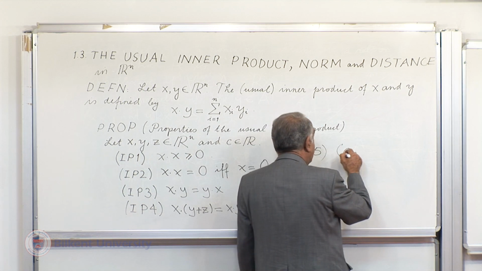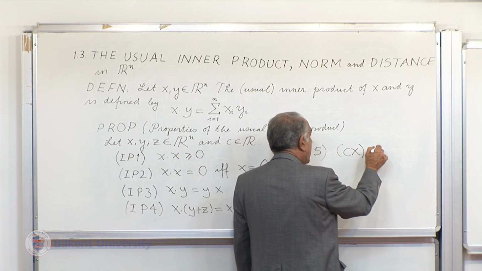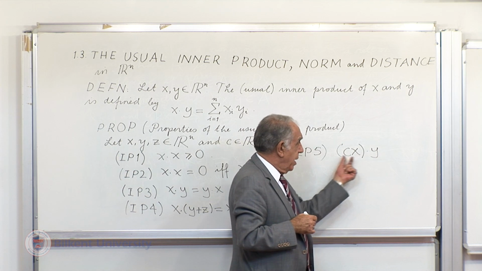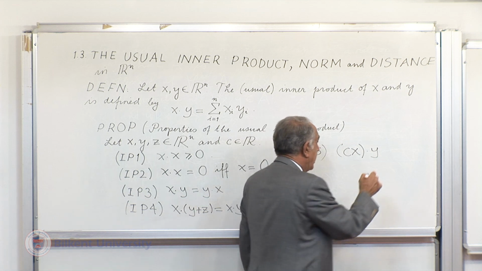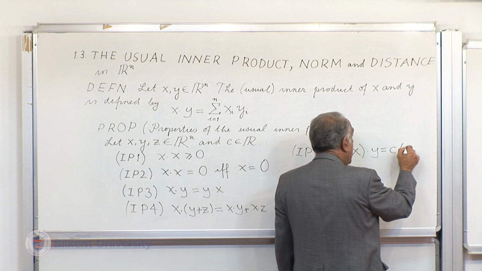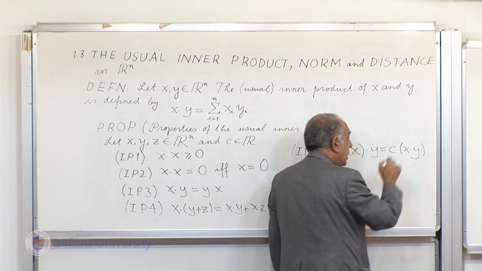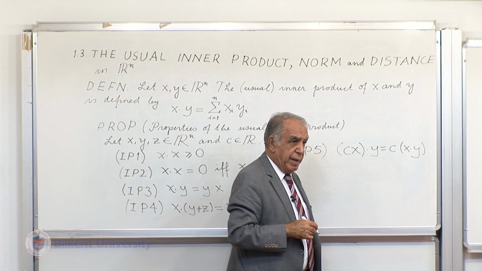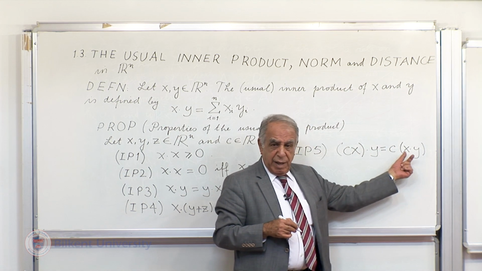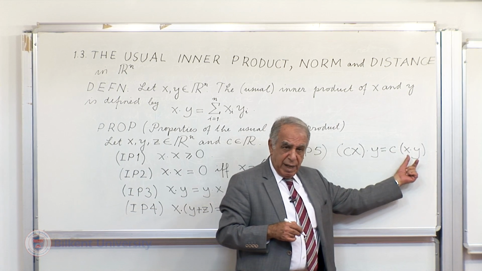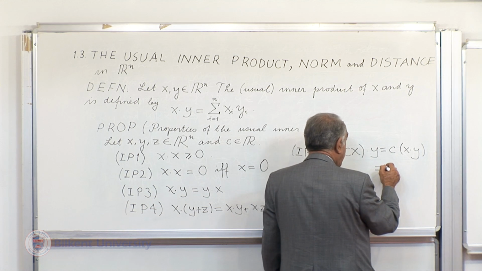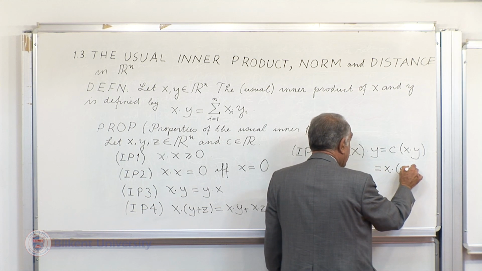that deals with the relationship of this inner product with scalar multiplication. Now we can have cx dot y. So this is in Rn. We can form this inner product, this will be equal to c times x dot y. Well, this time this is just multiplication of reals, because c is a real number, x dot y is a real number as well. This in turn is equal to x dot cy.